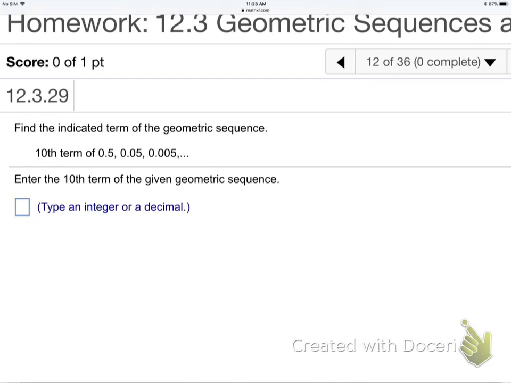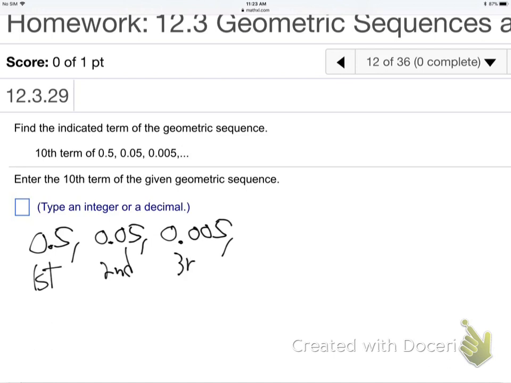All right, so we've got 0.5, and then 0.05, and 0.005. This is the first term, second term, third term. And they want me to jump down to the 10th term. Can we do it just by simply following the pattern? Yeah, divided by 10. I mean, I don't want to do all the steps in between. I don't want to do 4th, 5th, 6th, 7th, 8th, and 9th. I want to just jump to the 10th and be done.